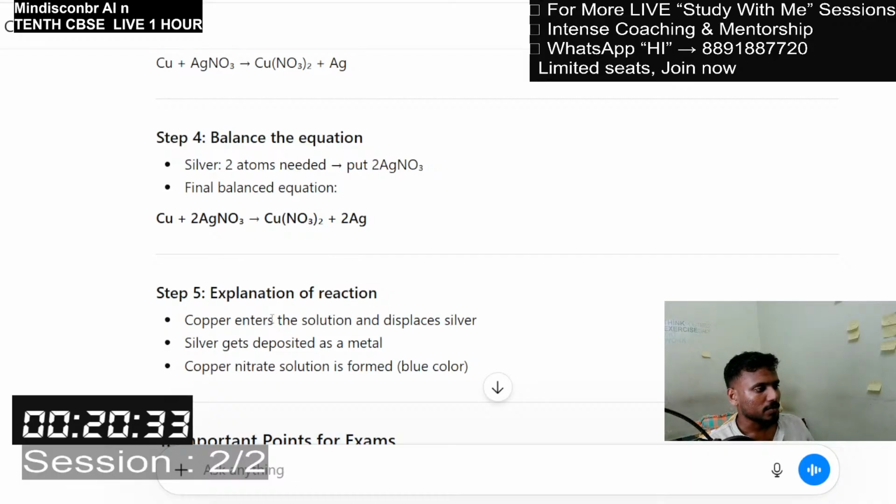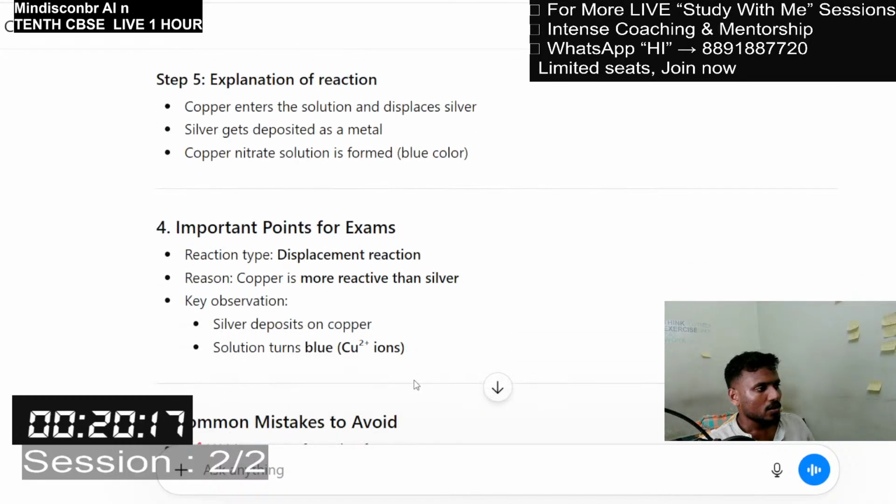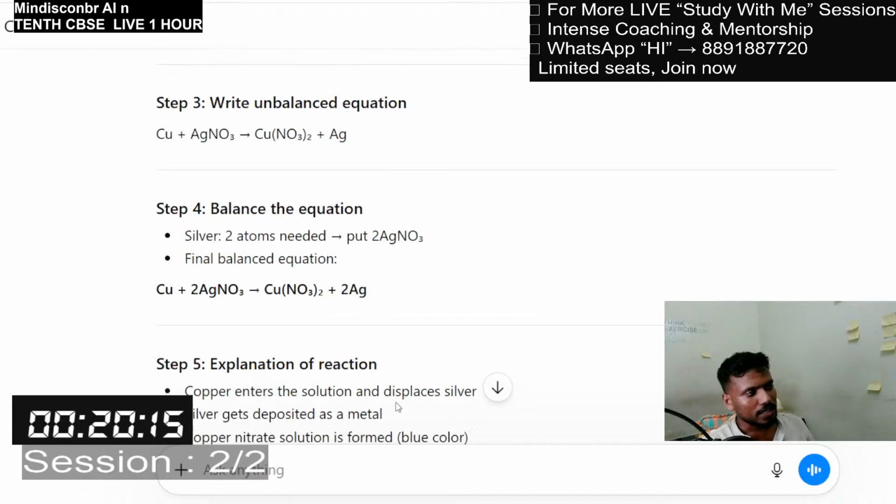Explanation of the reaction: copper enters the solution and displaces silver. Silver gets deposited as a metal. So copper nitrate solution is formed, and that will be blue in color. So what is the color of this copper nitrate? Yes, it is blue in color.